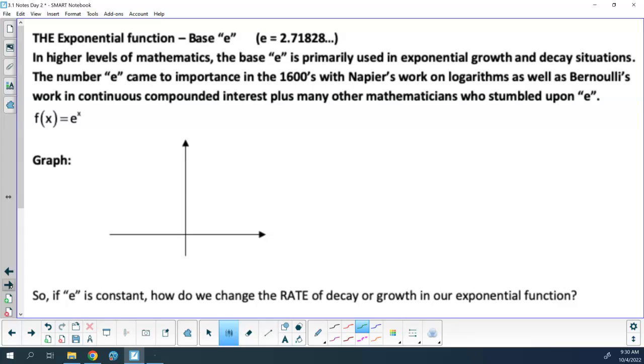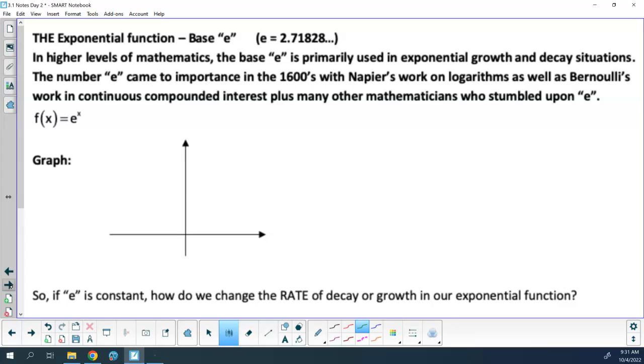So the number e is an actual number. It is 2.7182819 something. I don't know what it is after that. It is an actual number, and it's close to 3.